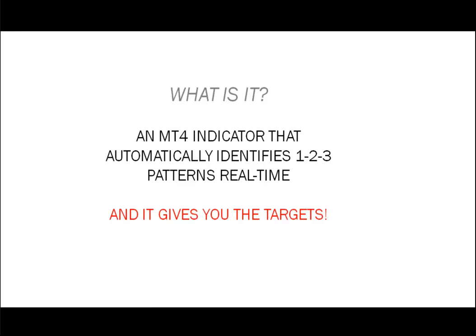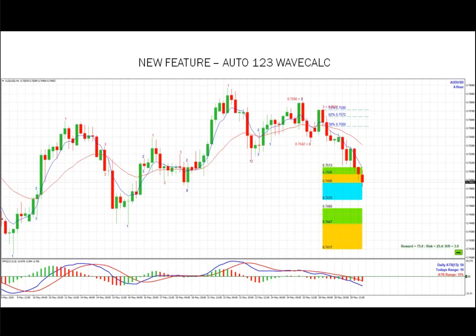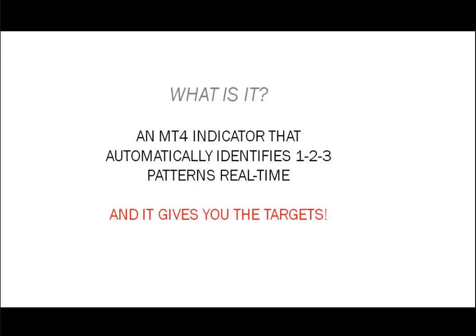Okay, so again, it's an MT4 indicator. It automatically identifies the 1, 2, 3 pattern on any time frame, any chart. Doesn't matter if it's commodities, stocks, Forex, binary, whatever. It'll do that for you. Of course, this particular auto calculator is just for the MT4 platform as a start, anyways. That's just the thing I wanted to show, that it gives you those targets.